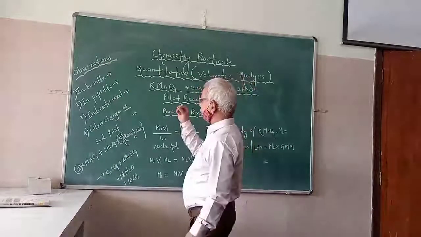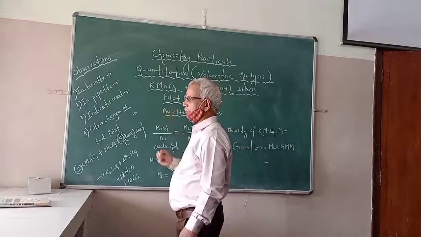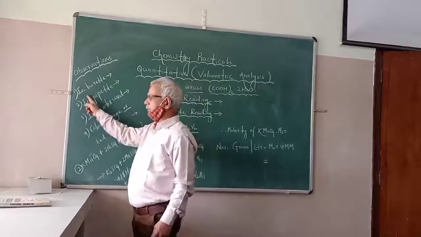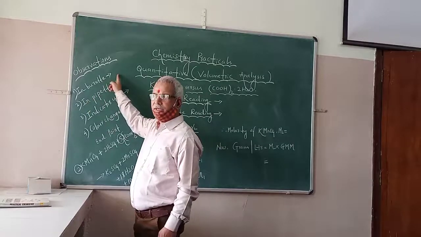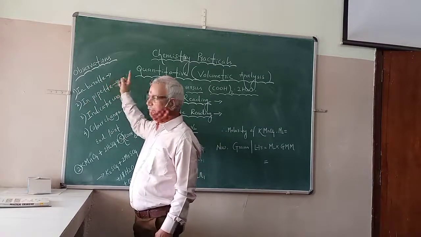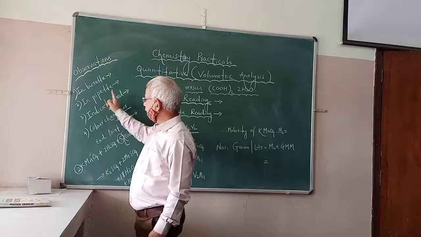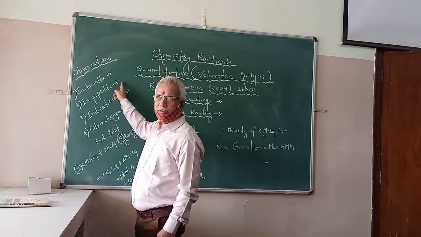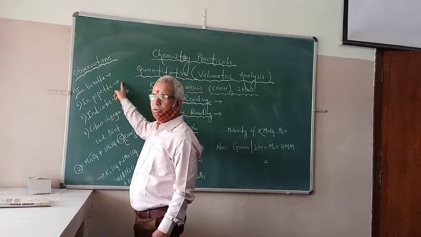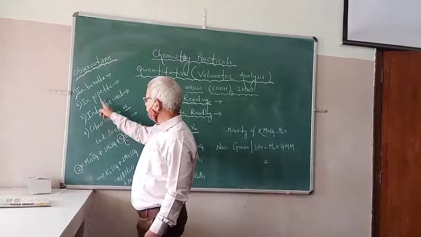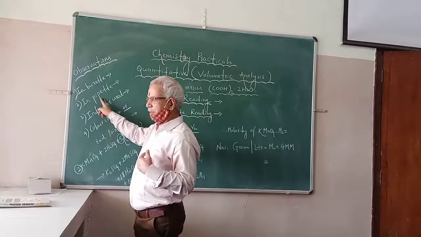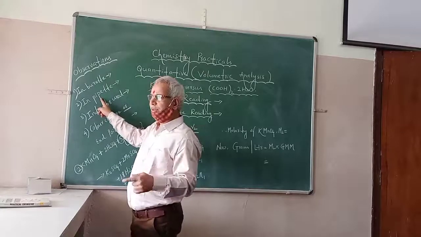First, you have to show your observation to the examiner. In the burette, what is there? In the burette, potassium permanganate is there, whose molarity we have to determine. In the pipette, I have taken 10 ml of oxalic acid, whose molarity is 0.1 M. This is prepared by me, or by you who are doing the experiment.